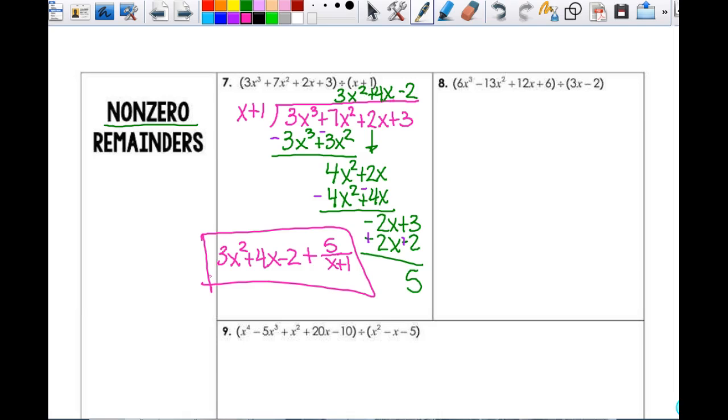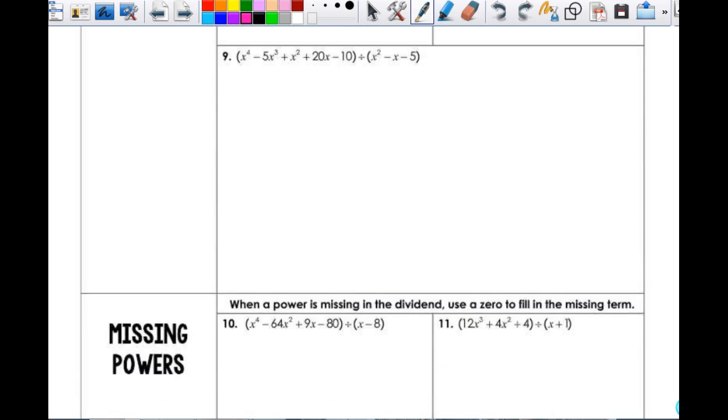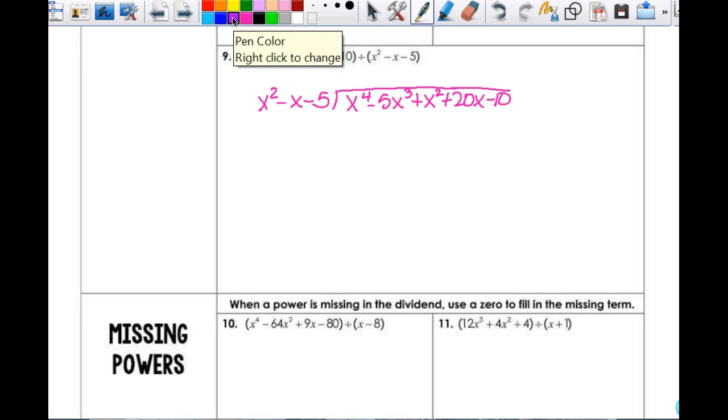All right, we're going to do number 9. Does number 9 look a little scary to you? It shouldn't. I know we're dividing by a trinomial, but I want to show you just because things look more crazy does not mean that they're more difficult. What I'm dividing into is x to the 4th minus 5x cubed plus x squared plus 20x minus 10. What is on the outside is x squared minus x minus 5. The fact that this power is higher and we have a trinomial changes nothing in what you're doing. It's the exact same process. So if you could do the other ones, you can do this one.